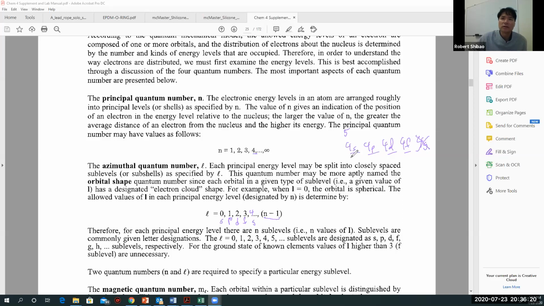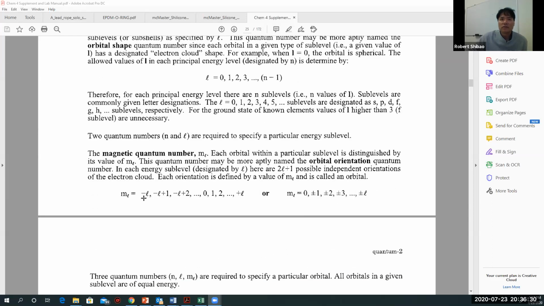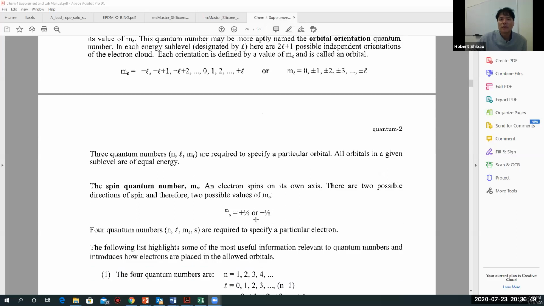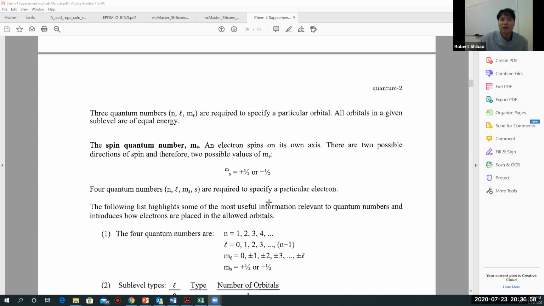Otherwise, how do you track an infinite number of answers without knowing some kind of pattern? And then we have the magnetic quantum number, which varies from minus L to plus L going through 0. So minimum minus L to max plus L. This tells us the number and the orientation of orbitals. The final quantum number is a spin quantum number, and that's for the electron. The electron has two orientations. The electron can be spin up, which we call plus 1/2, or spin down, which we call negative 1/2.